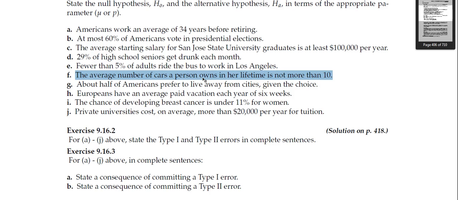Okay, so a type 2 would be you don't believe this. You actually believe the null hypothesis, that the average number of cars a person owns in her lifetime is more than 10. Excuse me, it's a type 2 error, you're doing a false negative. So what you're doing is you're saying the null hypothesis, the average number of cars a person owns in her lifetime is more than 10, okay? You're giving a false negative, which means you believe that hasn't changed, when in actuality it has.